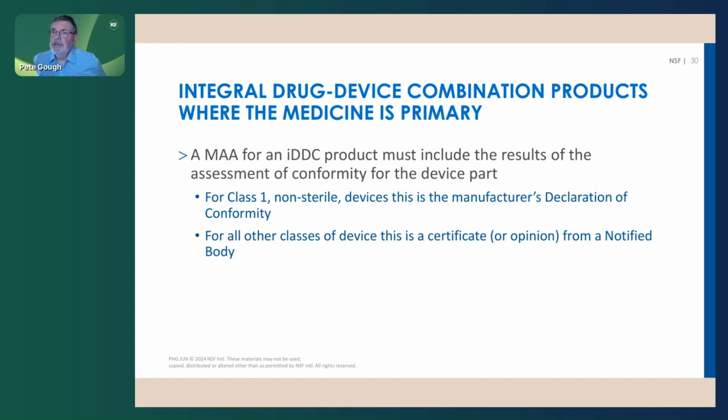Now, the change that the medical device regulation introduced here was that the product had to have a conformity assessment for the device part at the same time as you applied for the marketing authorization of the product. Now, as I've already said, for a class 1 non-sterile device, that is usually the manufacturer's self-declaration of conformity. For all other classes of device, this will be a certificate or opinion from a notified body. And that was a change in the 2017 device regulation that came into effect in 2021.